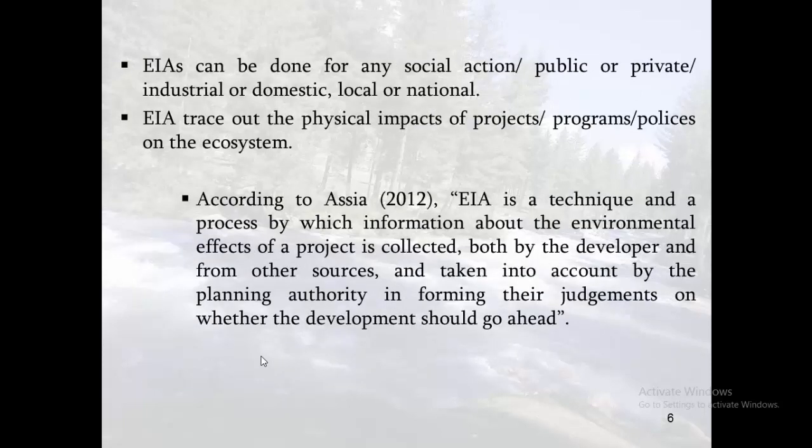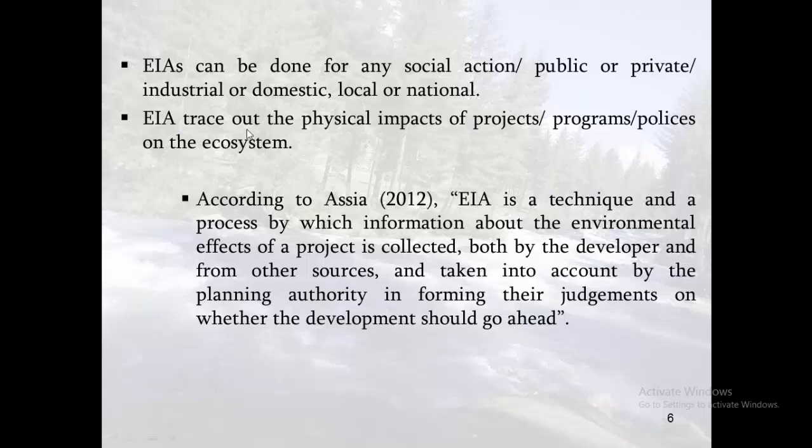Environmental impact analysis can be done for any social action, public or private, industrial, domestic, local or national. It is one of the ways to assess the effect of any social action, whether private or public, any national level project or local level or domestic or individual level by a firm. Any kind of project, any kind of action which affects the society, which affects the environment, is under the scope of the environmental impact analysis.